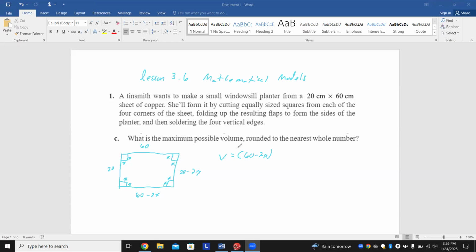anyways, you have one width would be 60 minus 2x, your other width would be 20 minus 2x, and then your height would just be x. So this is how you would find the volume. You're trying to find the maximum possible volume, so we have to figure out what this equation is, and since it's going to end up being a cubic, we'll plug it into the calculator.